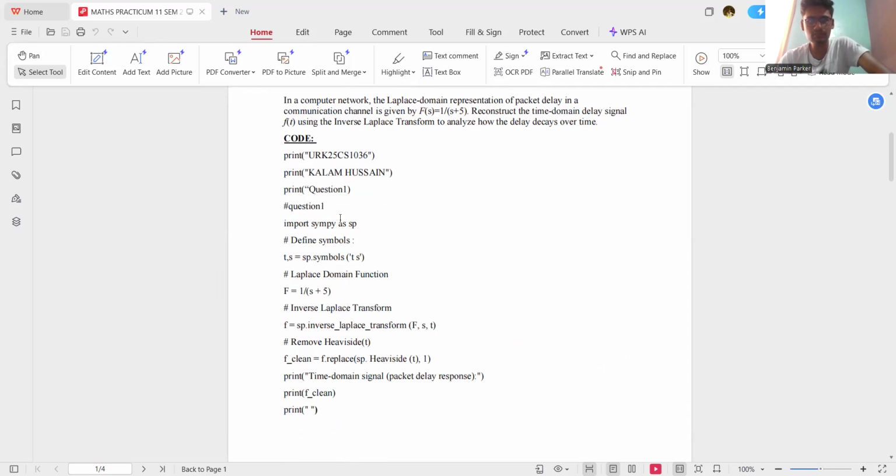We are importing sympy as sp, and after that we are defining the symbols t and s equal to sp.symbols t s, and we are applying the Laplace domain function F = 1/(s+5). Then we apply the inverse Laplace transform, f = sp.inverse_laplace_transform(F, s, t), and after that we are removing the Heaviside: f_clean = f.replace(sp.Heaviside, 1). After that we print the time domain signal, packet delay response, and print out f_clean.